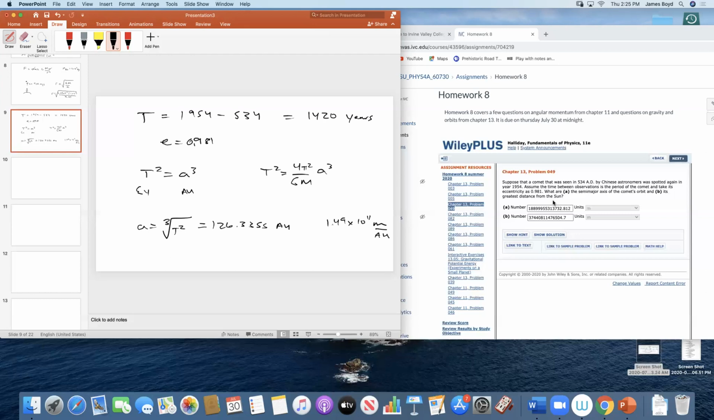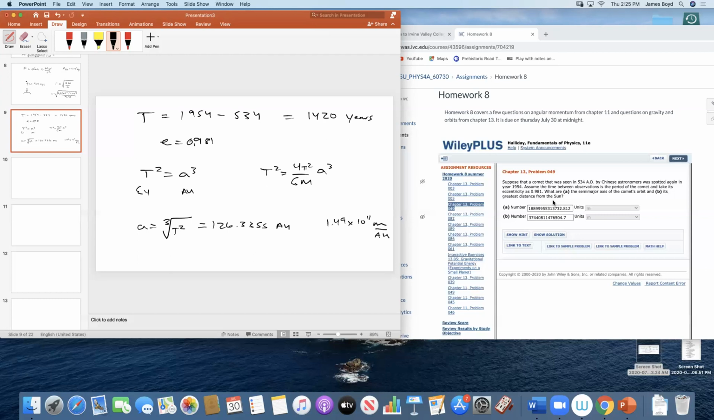I don't know why they're getting a little bit different number. If there's an issue in Wiley Plus, either I've rounded too soon or I didn't round soon enough. Let me try 126 times 1.49. I get 187. So yeah, I rounded. Yeah, I don't know what they're doing.